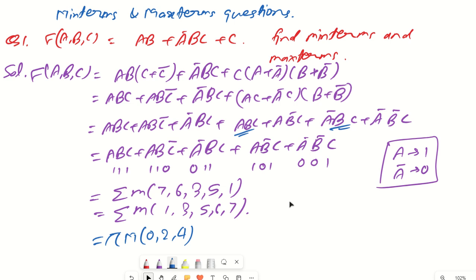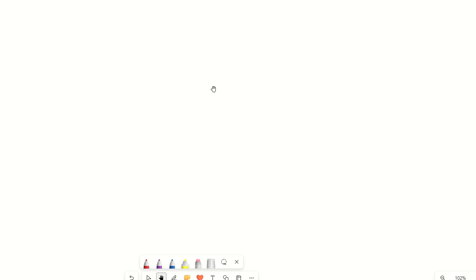Now this is going to be a little bit tedious, or a little bit tough, to solve this way and find the min term expression and max term expression. So the other method that I will teach you is this: the same expression can be written in terms of this.